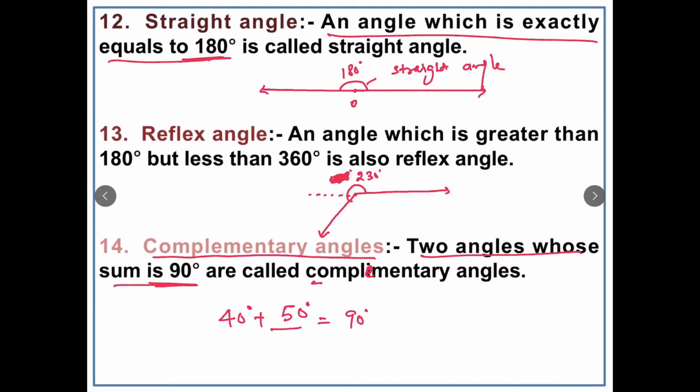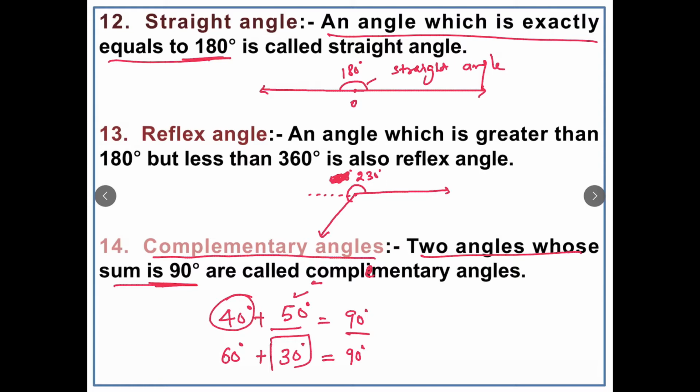Okay, so the complementary angle of 40 degrees is 50 degrees, so that the sum will become 90 degrees. Similarly, if there is an angle of, let's say, 60 degrees, what will be its complementary angle? It will be something by adding which you get 90 degrees, so that angle will be 30 degrees. Okay, the complementary angle of a 60 degree angle is 30 degrees.